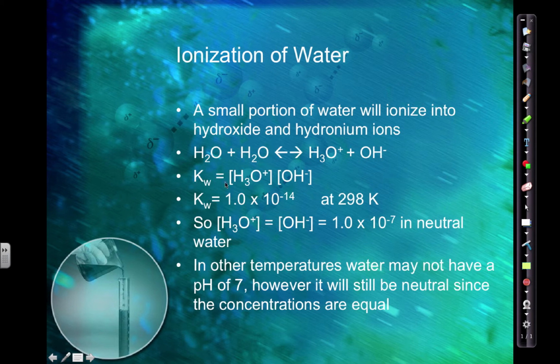So you can take the concentration of hydronium and the concentration of hydroxide and get an equilibrium constant. And that equilibrium constant is equal to 1.0 times 10 to the negative 14th at 298 Kelvin. So the concentrations of hydronium and hydroxide are equal in water, and they'll be equal to 1.0 times 10 to the negative 7th. As long as water is neutral, you will have an equal concentration of hydronium and hydroxide. Now, when you change the temperature, you may not have a pH of 7. Technically, it's still going to be neutral, though, because the concentrations will be equal.